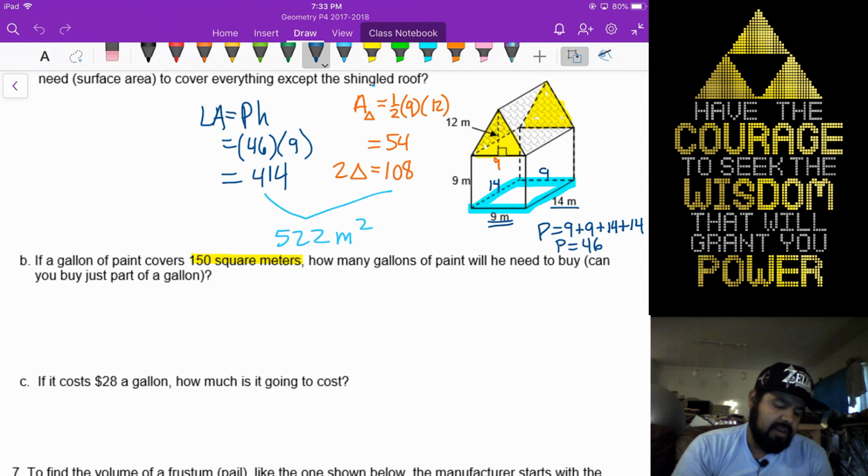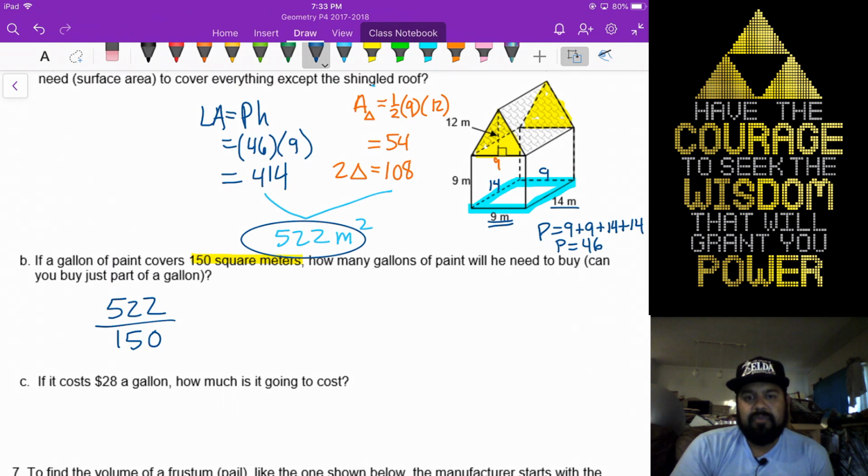We know that we have our surface area that needs to be covered. And we know that there are 150 square meters that can be covered by 1 gallon. So we're going to go ahead and divide those. Now you can do that and you'll probably get something like 4 point something. Or you might get 3 point something, I don't know. I actually do know, but whatever you get, decimal wise, you round your answer up so that you get a whole number.